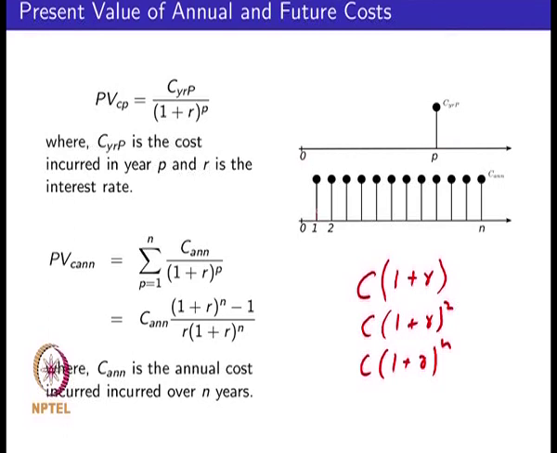Similarly, you might have annualized costs C_ANN occurring over n years. Depending on what these annualized equal costs are, you can take this particular number over the entire duration over which you are doing your calculation and sum it up to get the present value of, say for example, an annualized cost.